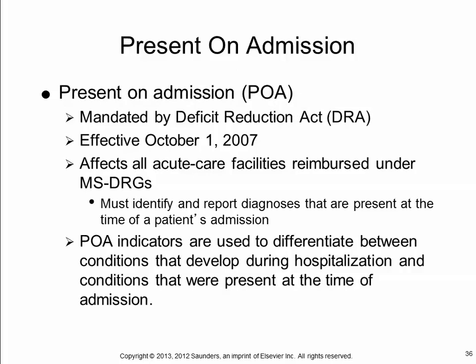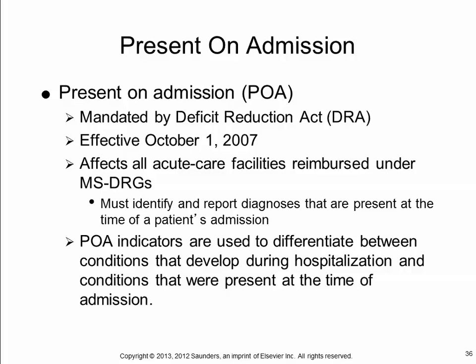Now, present on admission. Present on admission is something that was mandated by the Deficit Reduction Act. It became effective October 1st. The idea is that for every diagnosis that we list, we have to tell them if it was present when the patient was admitted or not. Because if it was not present when the patient was admitted, then it is assumed that we gave it to them, we did it to them, or we didn't do something that kept them from getting it.